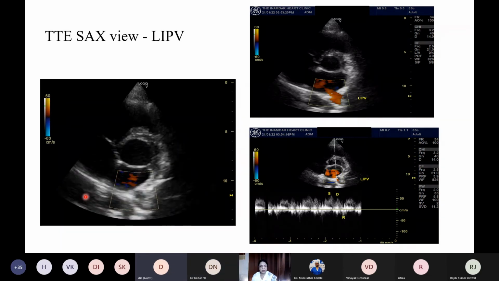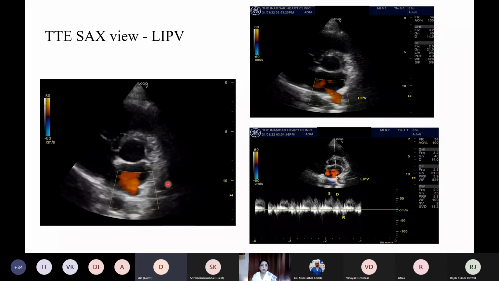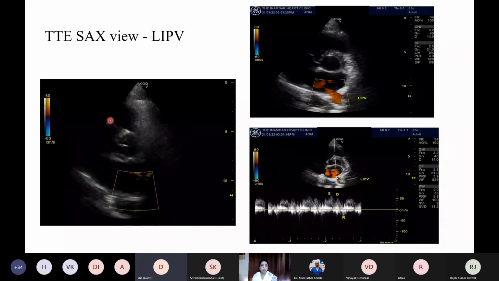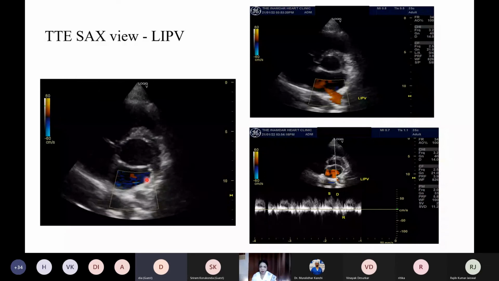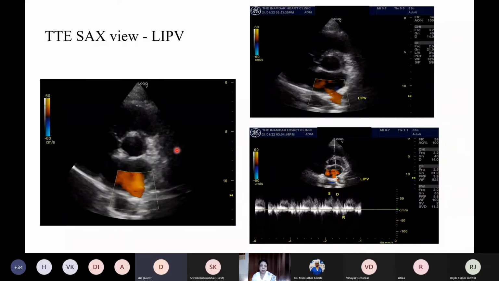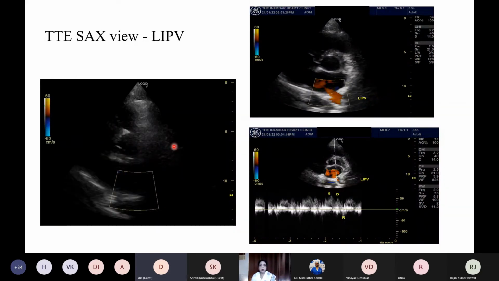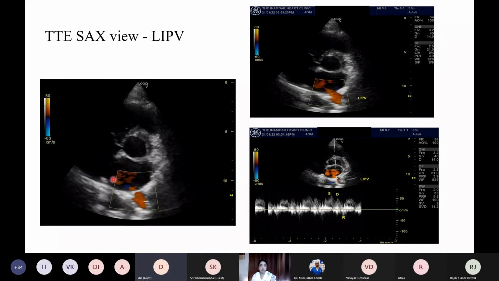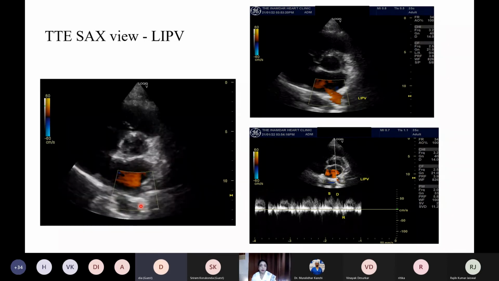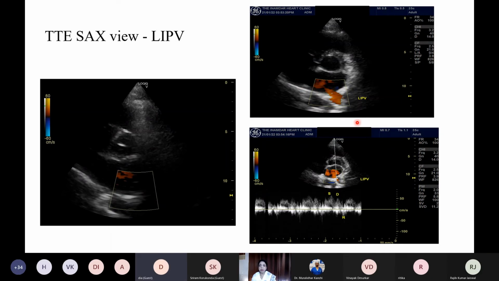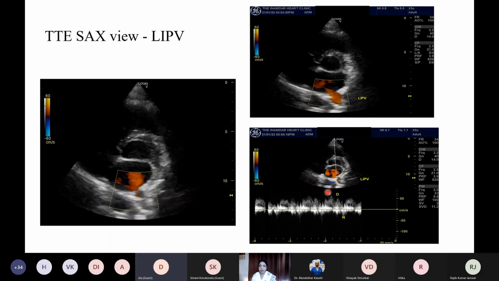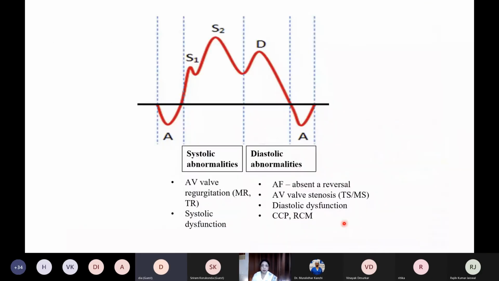So this is the Sachs view, which I told you. This is a relatively new view. And luckily, two days back, I found it in one of the young patients, hypertensive. This is the Sachs view showing aorta, RVOT. This is LA and this is the left inferior pulmonary vein. This is the image and this is the beautiful S, D and reversal pattern.